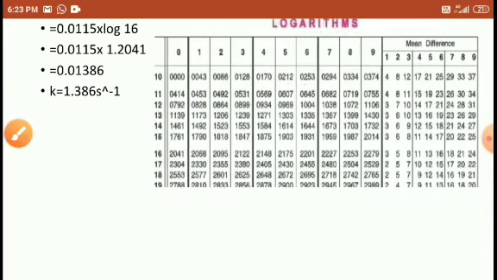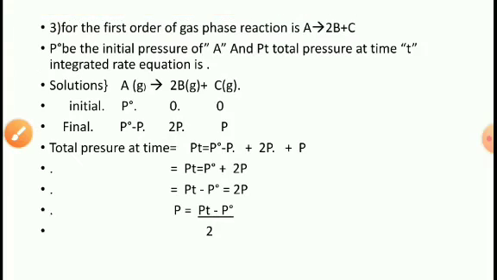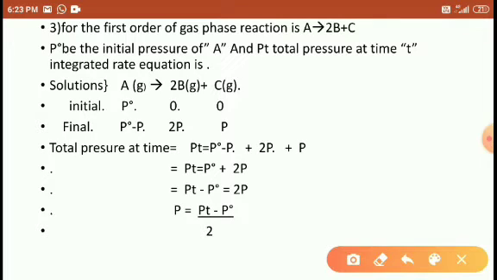Right, students. These are very easy examples, students. So one of the next examples, students, like this in your NCERT textbook, they may ask. For the first order reaction, the gas phase A turns into 2 moles of B plus C. P naught is the initial pressure of A, and Pt is the total pressure at time t. We have to find the integrated rate equation.